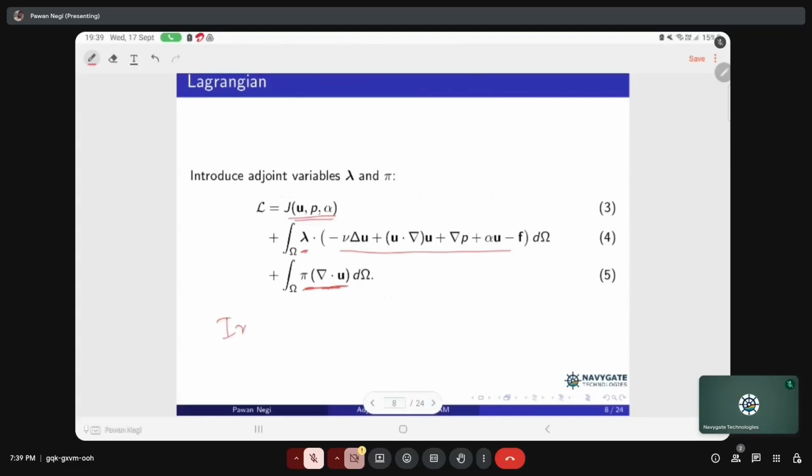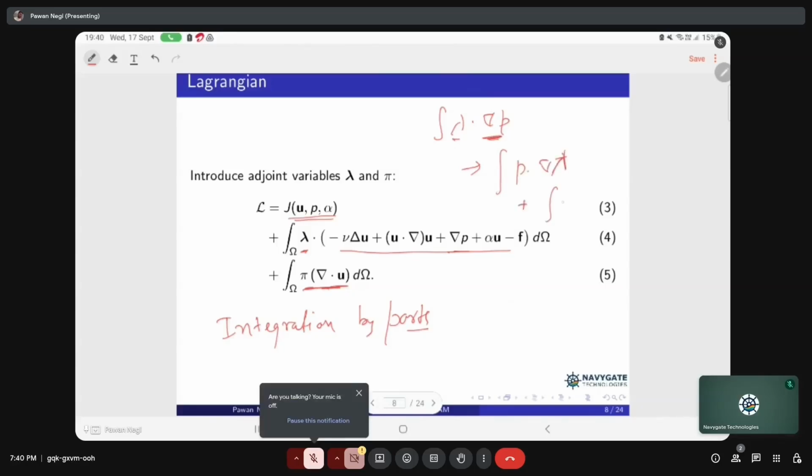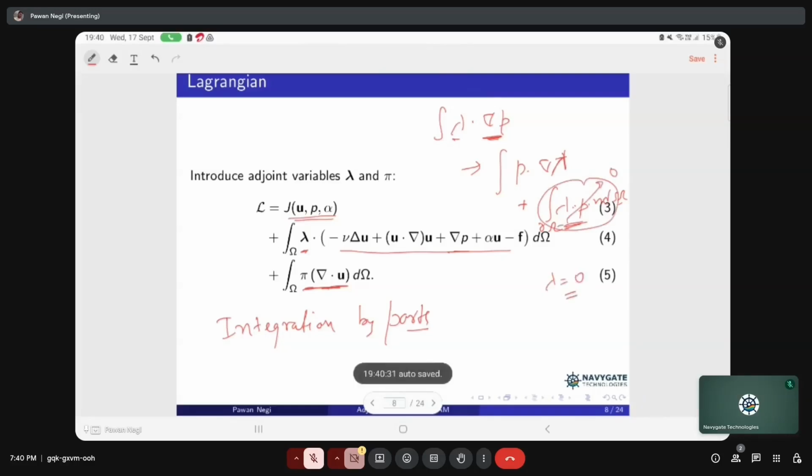In order to solve this, we'll use integration by parts. Let's say we do it for this term, the integration of lambda dot grad p. When we do the integration by parts, we'll integrate this term and differentiate this. We'll get p dot grad lambda plus the integration of this, which is lambda dot something like this at the boundary. For this, there will be a normal as well at the boundary. For this, we can have some boundary conditions so that this term is equal to 0. We can say that lambda is equal to 0 at the boundary. Using similar kinds of boundary conditions, we can have all the boundary terms equal to 0.